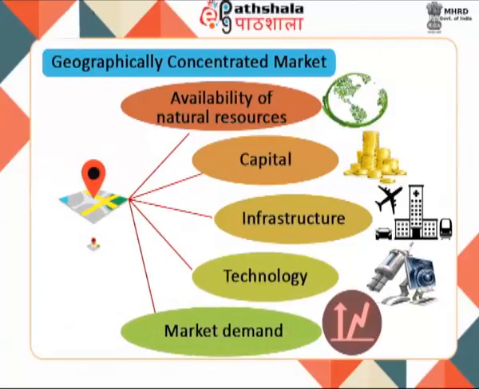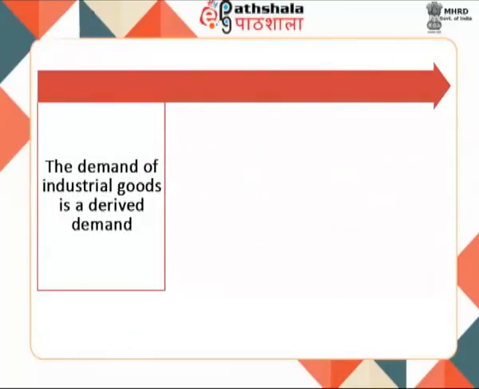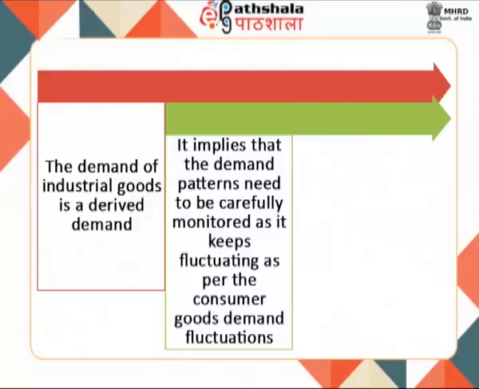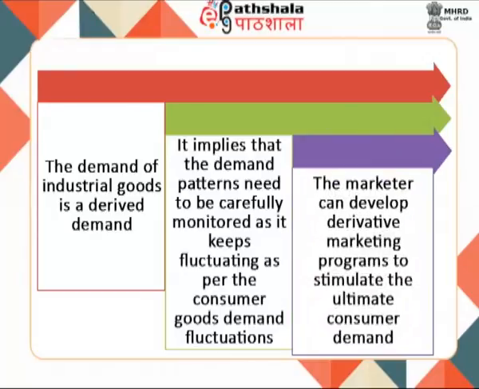The demand of industrial goods is a derived demand. That is, it is ultimately based upon the demand of the consumer goods. It implies that the demand patterns need to be carefully monitored as they keep fluctuating as per the consumer goods demand fluctuations. Another implication of the derived demand is that the marketer can develop derivative marketing programs to stimulate the ultimate consumer demand. In fact, by being sensitive to the consumer market, the business marketer can identify both the impending challenges and opportunities in real time.